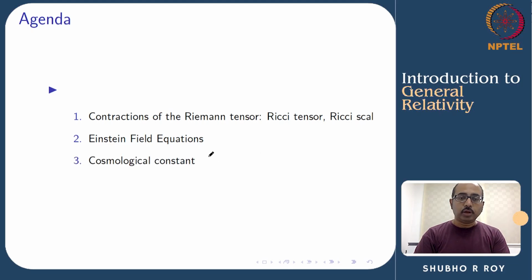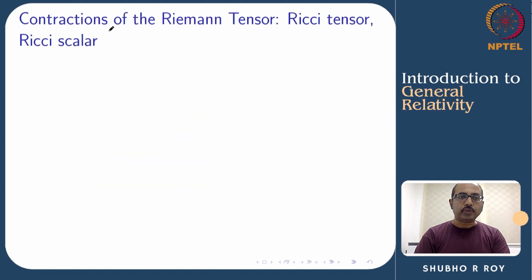Next, I will change the equation by introducing something called a cosmological constant, and we will see a natural reason why this cosmological constant should be considered. And finally, we will discuss the Einstein-Hilbert action, an action which you can extremise and get to the Einstein field equations. Let's discuss the first item in our agenda, that is contractions of the Riemann tensor, namely the Ricci tensor and the Ricci scalar.